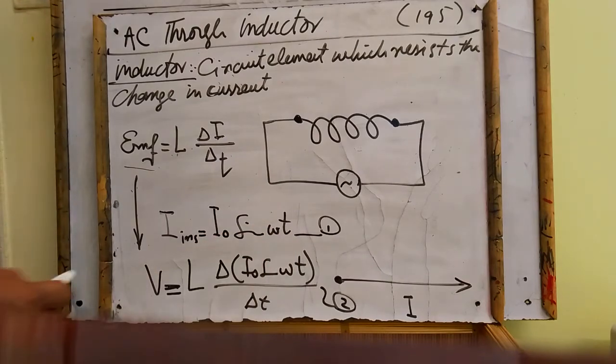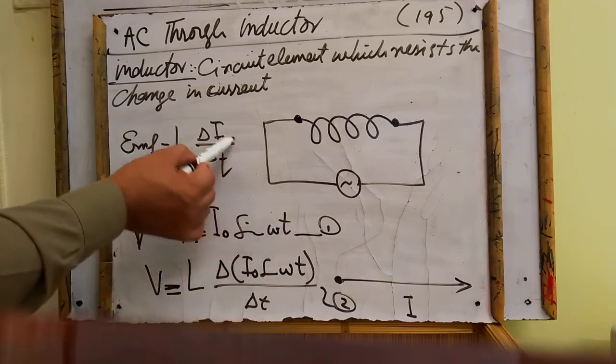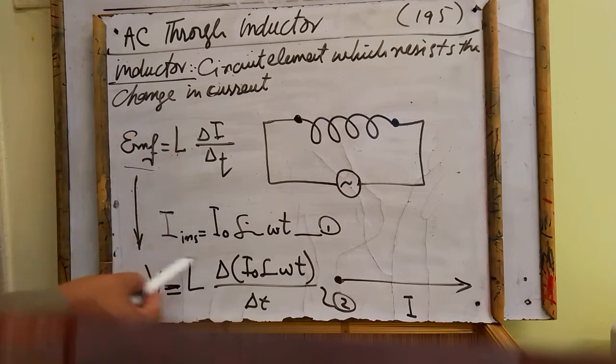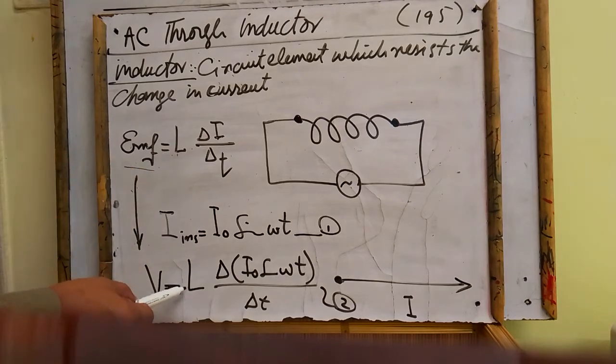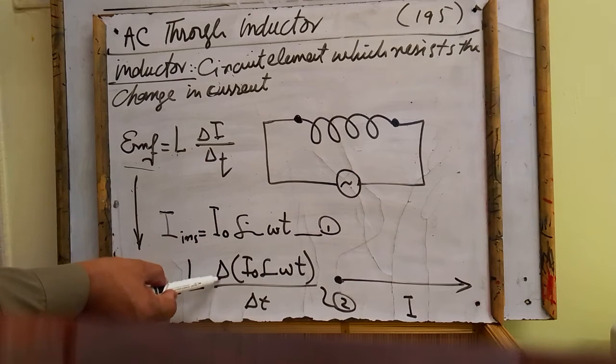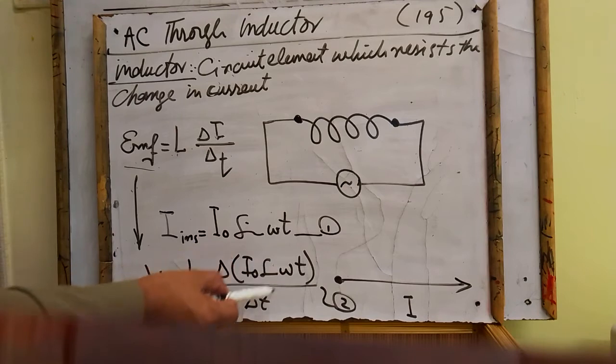What we have done is simply put the value of the current from equation number 1 into Faraday's law of electromagnetic induction. EMF is replaced by V to give a clear idea that we are dealing with a voltage. L is a constant self-inductance, delta for change, and the current is written as I naught sine of omega t divided by delta t. This becomes equation 2.